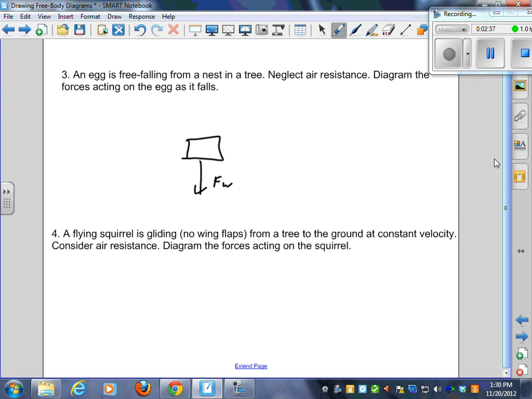A flying squirrel is gliding, no wing flaps, from a tree to the ground at constant velocity. Consider air resistance. Diagram the forces. Obviously, weight force. Because it's at a constant velocity, my net force is 0, which means my acceleration is 0. The forces must be balanced, and this would not be a normal force because it's not on a surface. This is a friction force, air resistance, something like that.